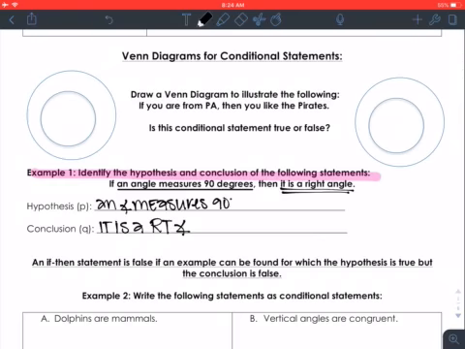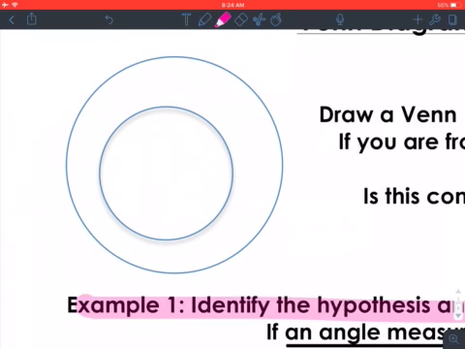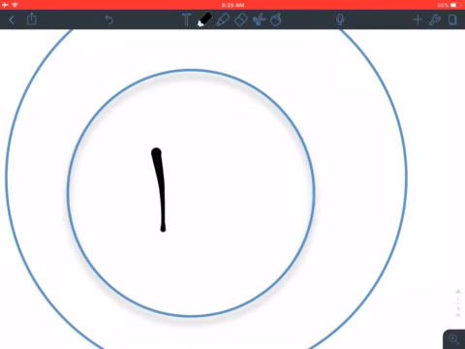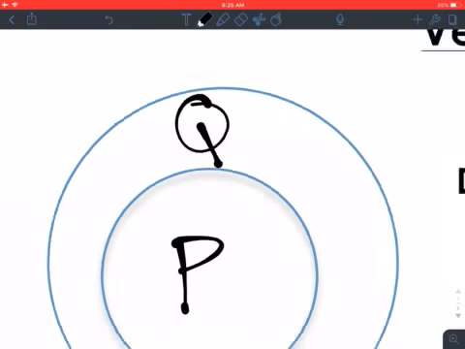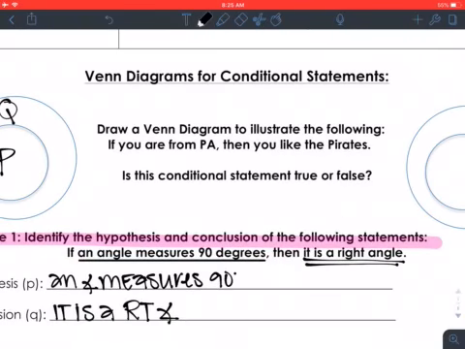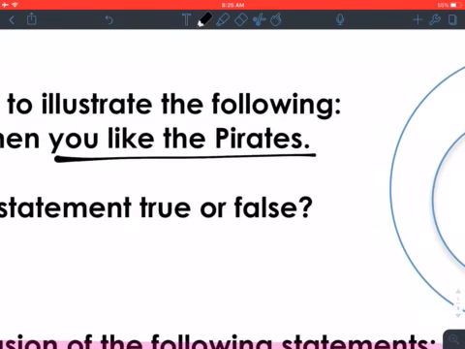So if we go back to the Venn diagrams, Venn diagrams are important because what it's saying is if you have this inside circle, that means that this has to be true within the outside circle, okay? And so what we say is that our hypothesis is always going to go on the inside and our conclusion is always going to go on the outside, okay? So if we look at the conditional statement, if you are from Pennsylvania, then you like the Pirates, we have to first identify our P's and our Q's, our hypothesis and our conclusion. And so our hypothesis is you are from Pennsylvania. Our conclusion is you like the Pirates.